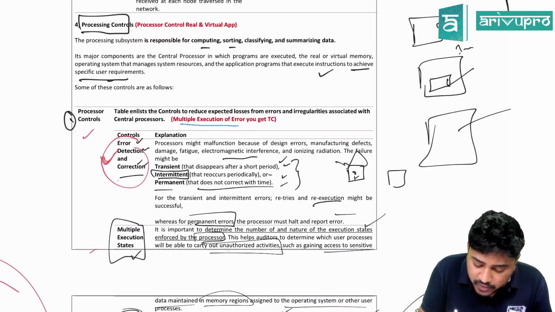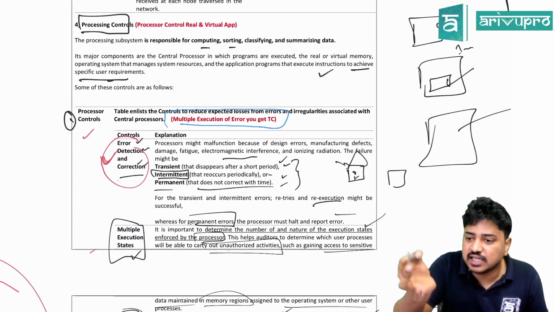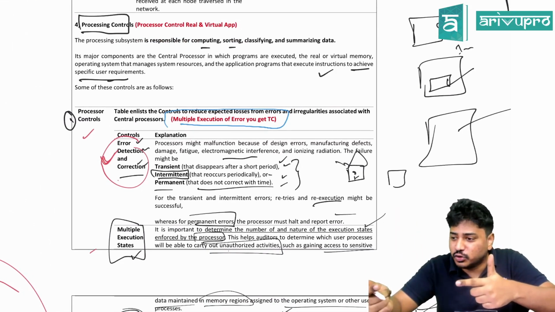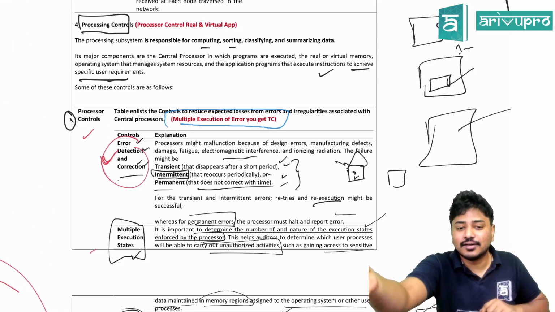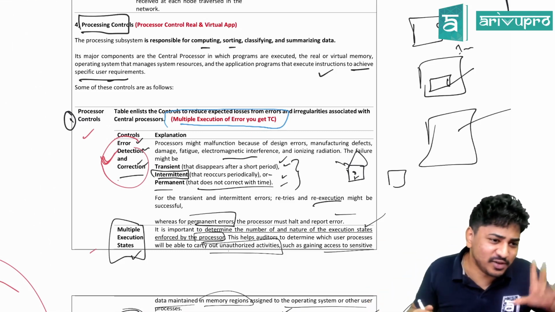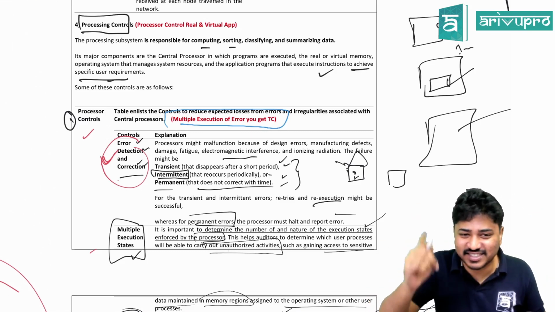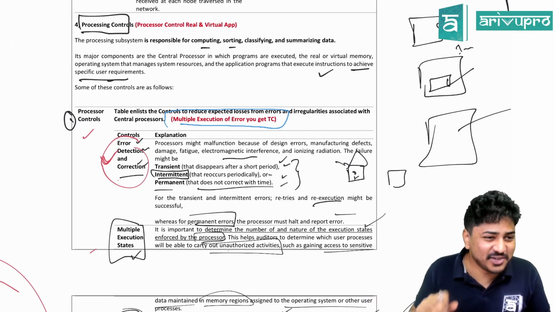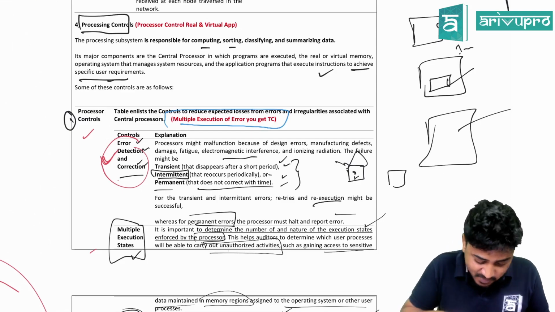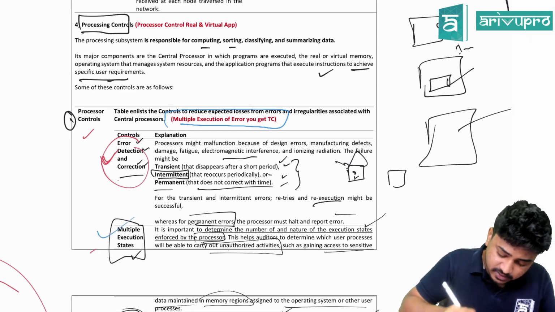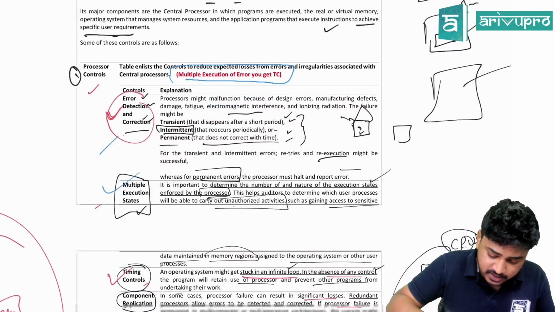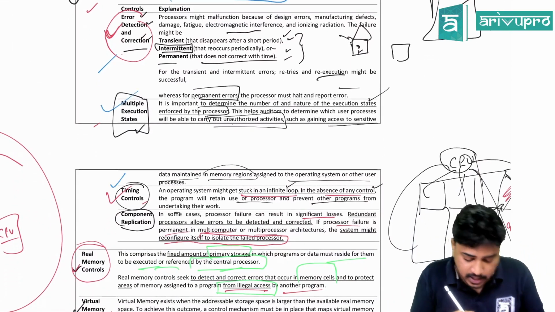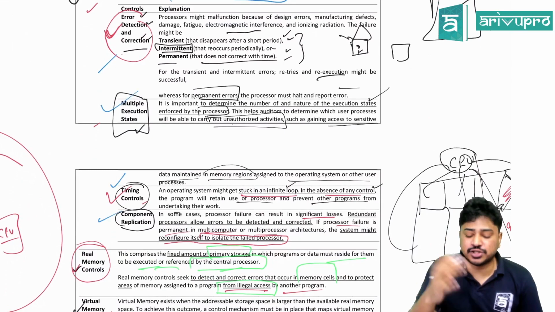Multiple execution of errors, you will get TC. That is, as a student, if you do multiple execution of errors, you will get TC. In school, TC and all. I'll give you TC if you do. In college, I didn't get that, so only in school I got these things. Multiple execution. Here, error means error. You will get TC means what? Timing controls and component replication.